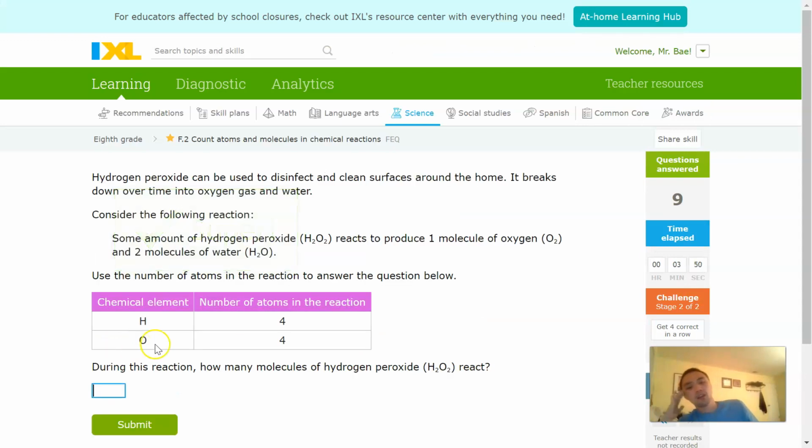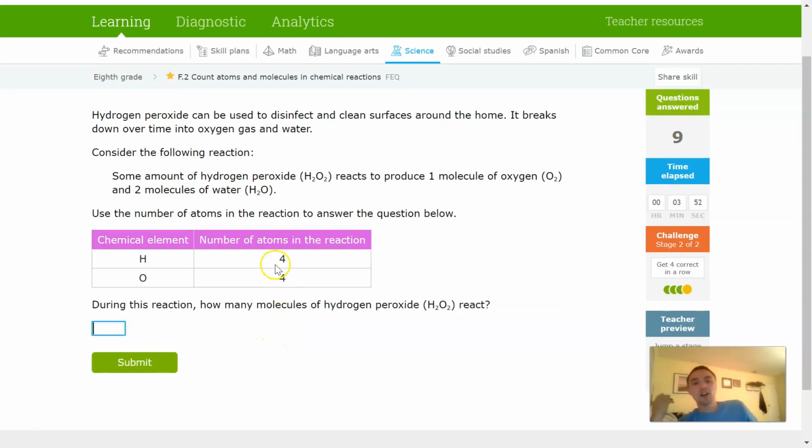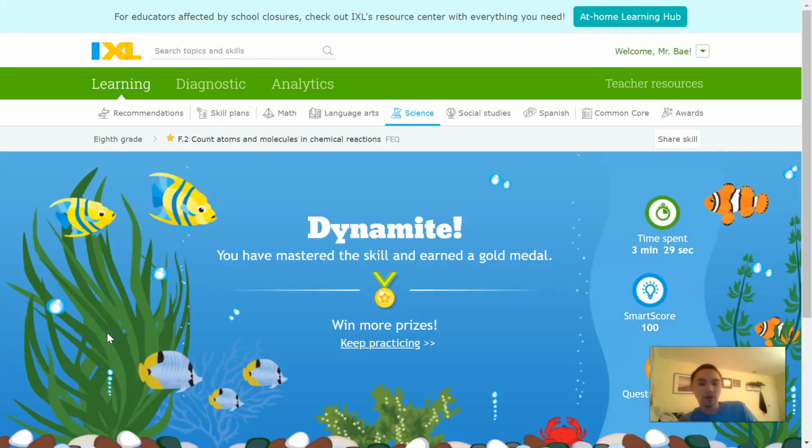And then here, the number of atoms you have for hydrogen is 4. For 1 molecule of hydrogen peroxide, you need 2 H's. 4 atoms of H divided by 2 atoms of H needed means you can make a total of 2 molecules of hydrogen peroxide. And there you have it, you're done.